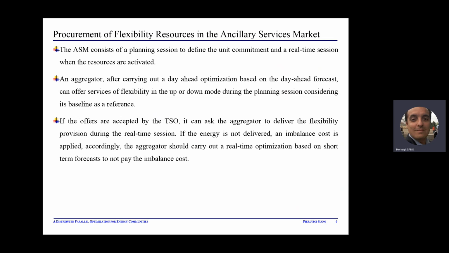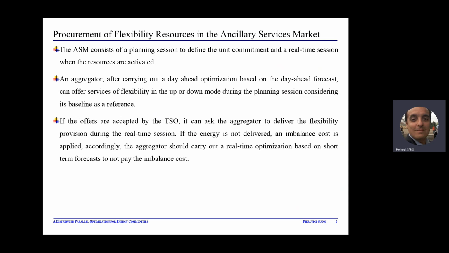If the energy in the real-time session is not delivered, an imbalance cost is applied. So the energy community manager should carry out a real-time optimization based on short-term forecasts in order to not pay the imbalance cost. It is worth noting that recently the Italian Regulatory Authority for Energy, Networks and Environment implemented a new regulation that allowed aggregated distributed energy resources to participate in the market for ancillary services.